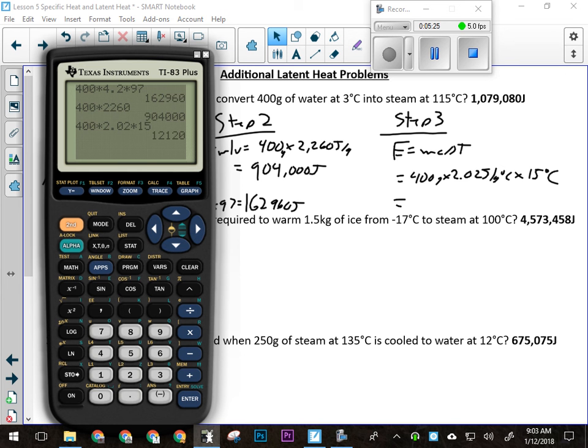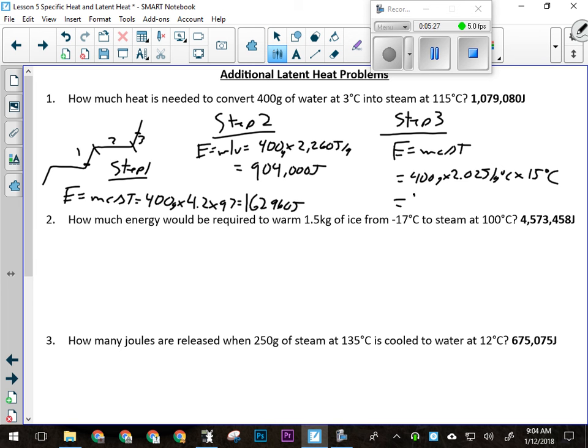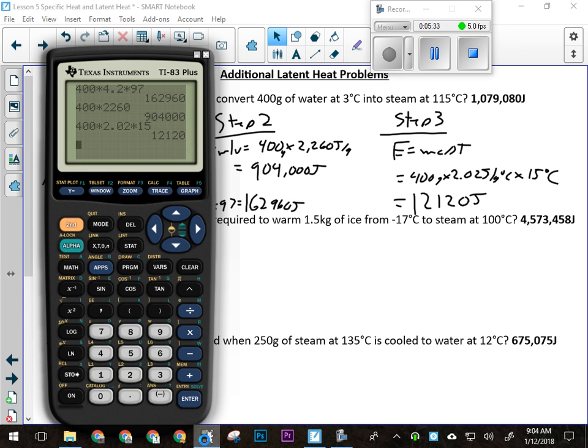Okay, so 12,120 joules. Okay, then we add those three up. So we've got our 162,960 plus 904,000 plus 12,120, 1,079,080 joules.